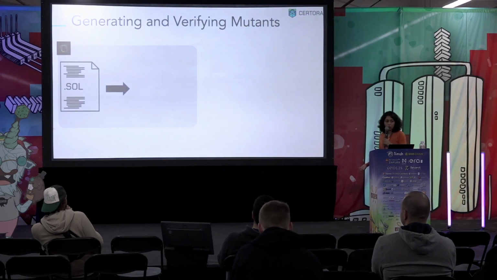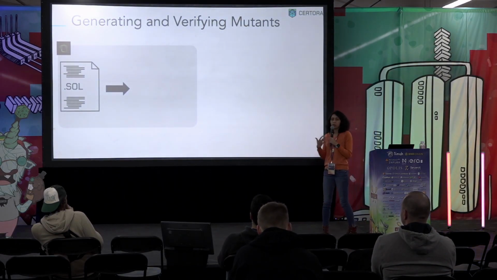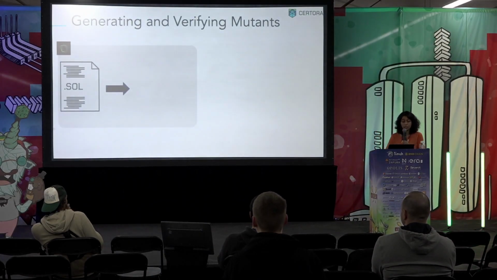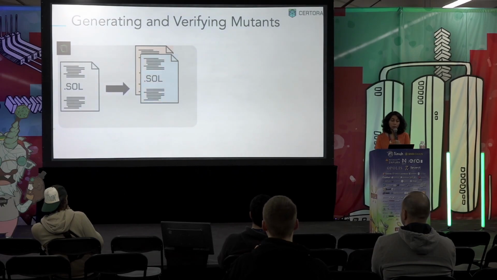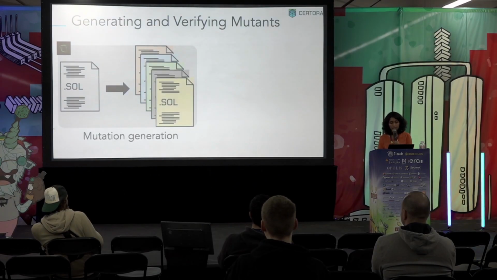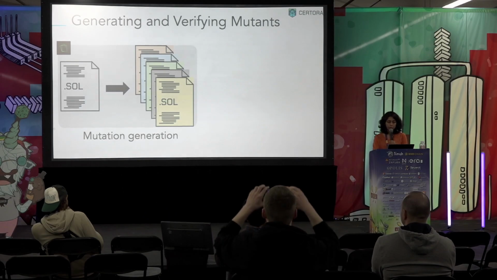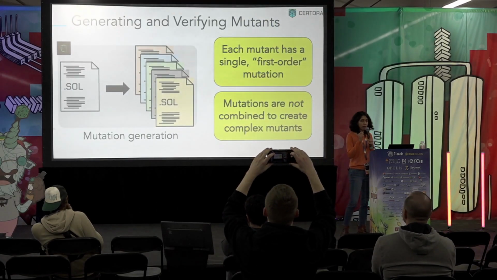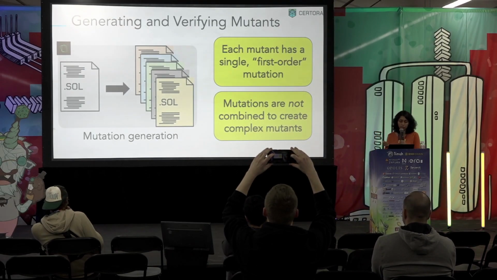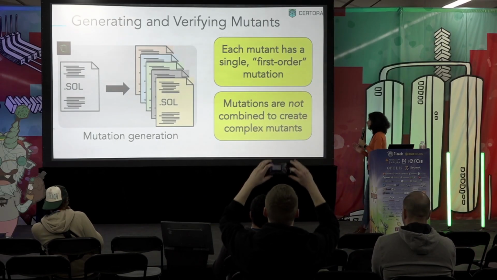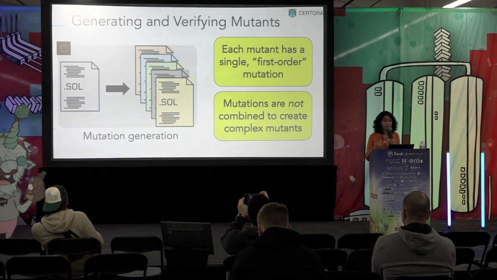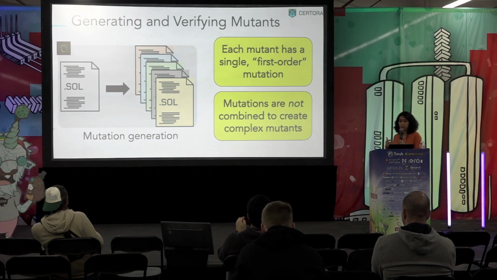So how does it actually work? You give it your original Solidity program, and it's going to generate some mutants for you. It's going to modify the code in simple ways to generate a bunch of mutants. These mutants have a few properties. The mutants themselves are actually simple. They have only one small change in each mutant. And the mutants are not generated by combining a bunch of smaller mutations, because that actually makes it hard to figure out why the mutant failed verification or passed verification.